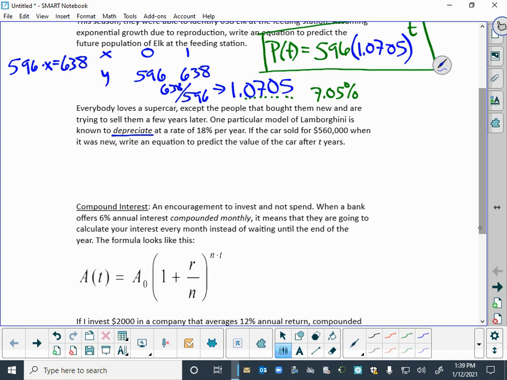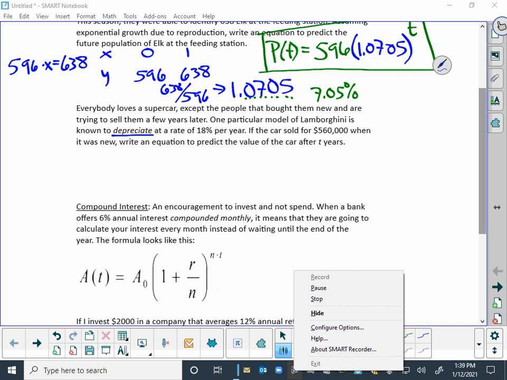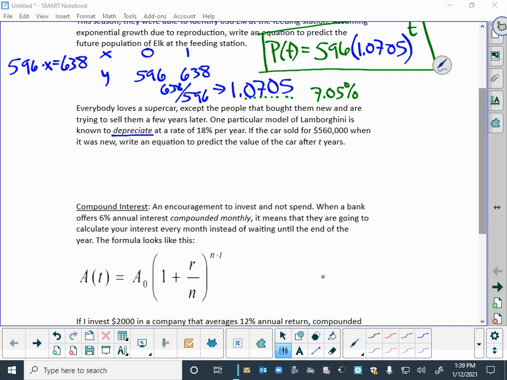Okay. So let's say that this car sold for $560,000 when it was new. We're going to write an equation to predict the value of the car after T years. This general form of A times B to the X, we also looked at as B being able to write that as 1 plus R, and T or X doesn't really matter there. Where the 1 plus R is the growth factor and R is the growth rate.